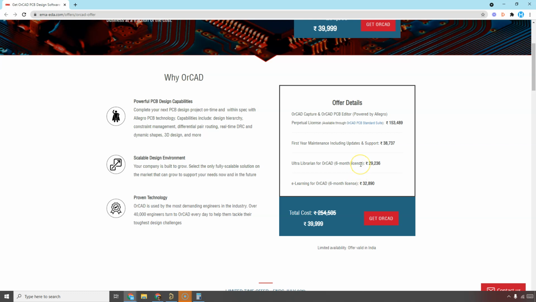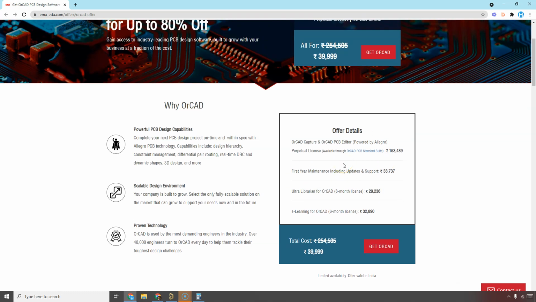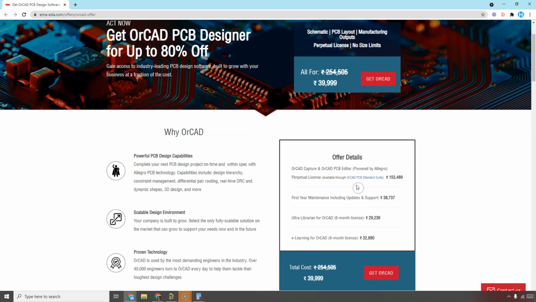Also, the 6 month Ultralibrarian for OrCAD. With this, you can get your parts. It's really, really time consuming to get parts and the part information, all of that stuff: the symbol, the PCB footprints, the 3D models, the schematic symbols. You can use Ultralibrarian to get these automatically for you. I've literally improved my productivity by 100%, by two times, three times as much, because I can use Ultralibrarian.